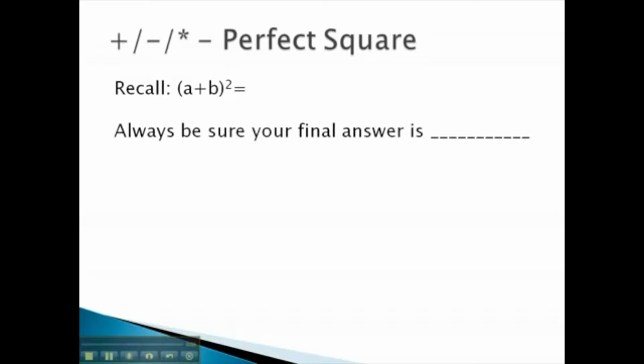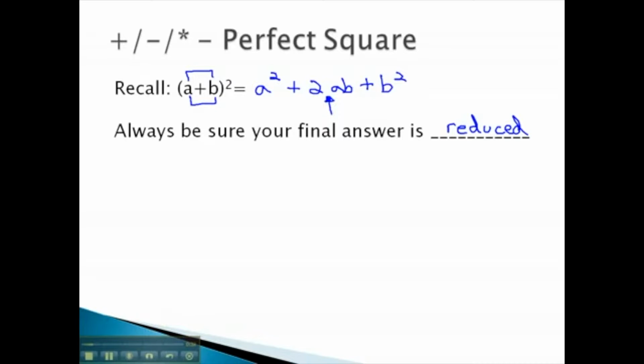Square binomial radical expressions. You may recall when we're squaring a binomial, we end up with the first term squared, but then we have the product a times b there twice. This means we have 2 times the product ab. And then finally, we square the last term. It is important to note we don't simply square both terms, but we also have the important middle term, twice the product. We also must always be sure our final answer, as always, is reduced.